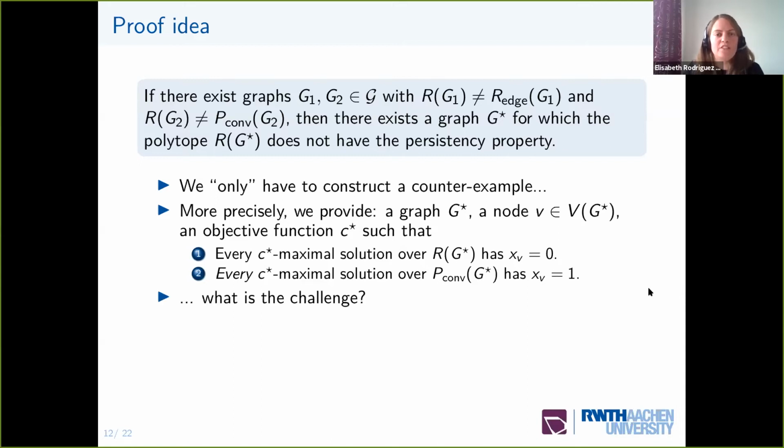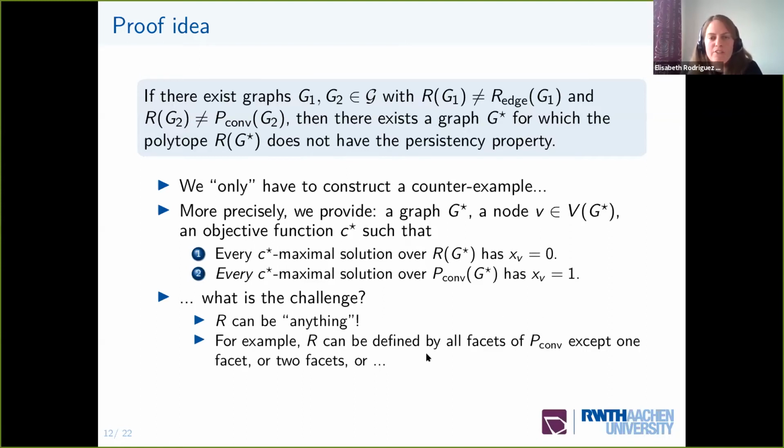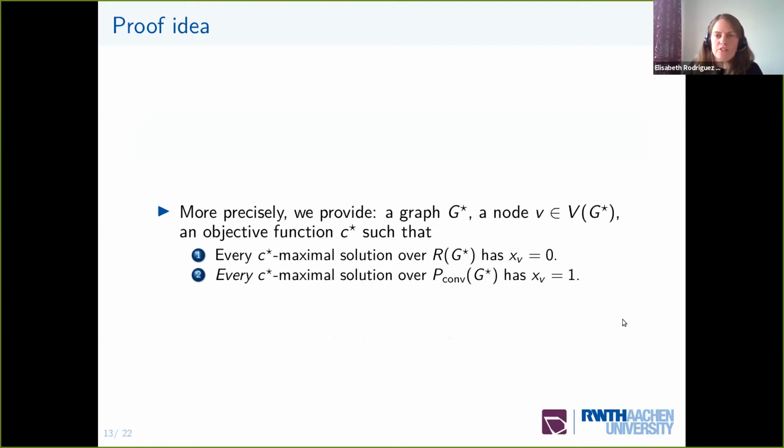So what is the challenge if we only have to provide a counterexample? The main difficulty comes from the fact that R, this formulation, can be anything. For example, R can be defined by all facets defining the convex hull except one facet or two facets. We don't know what these facets look like, and we don't know which facet we are leaving out. We are working with all graphs together. So R is quite unknown. This is where the challenge comes from, but fortunately R satisfies our mild conditions.